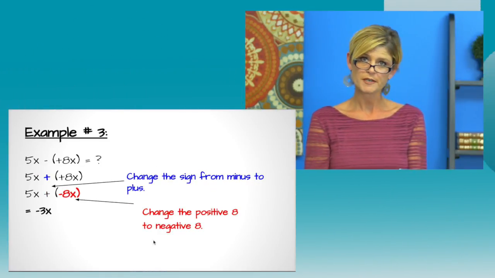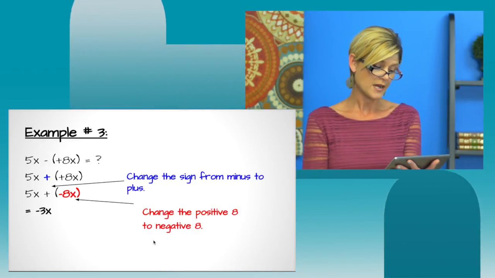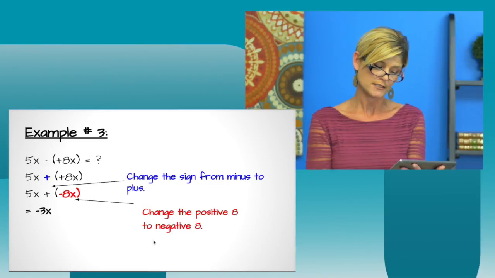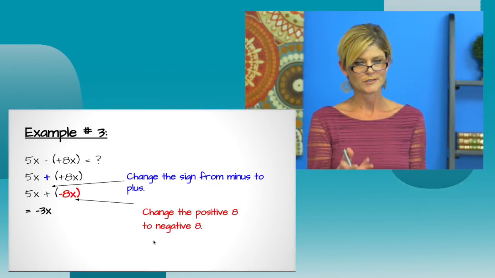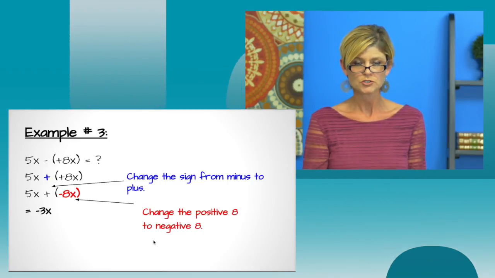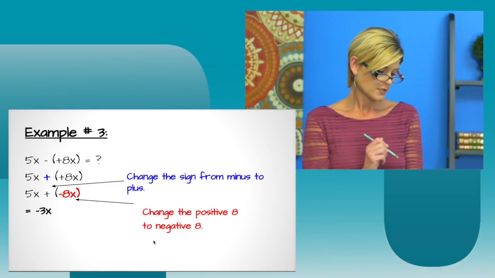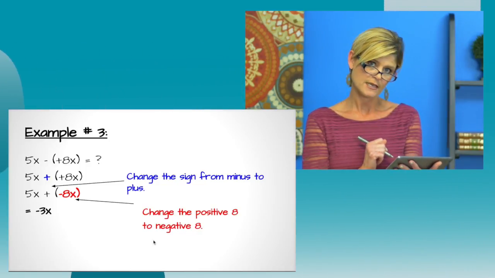All right, let's try one more together and then you can do one on your own. So in this problem, we have 5x minus positive 8x. Now, don't let the x throw you off. It's just a variable. We know that when we're adding and subtracting integers, if the variables are the same, you're fine. You can use them. So we've got 5x minus 8x.